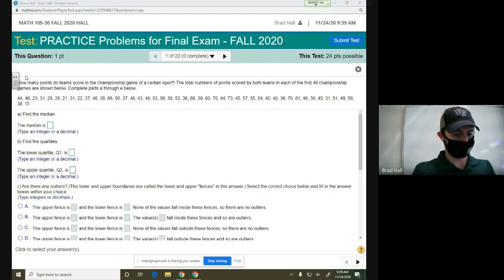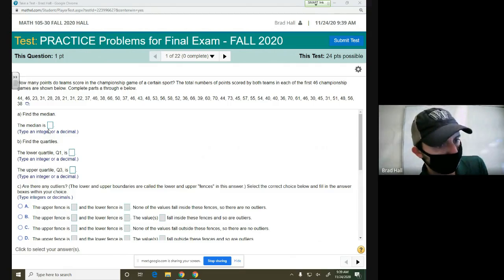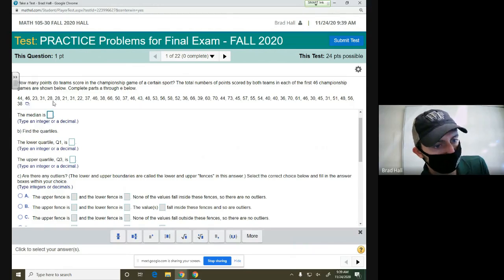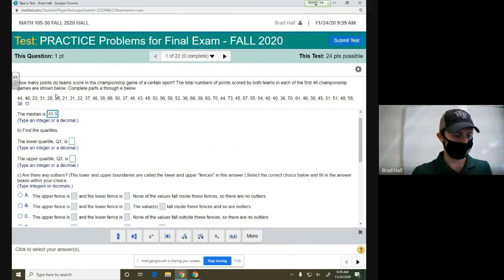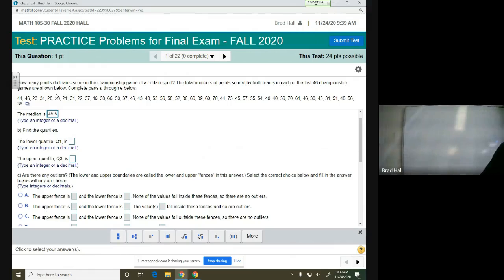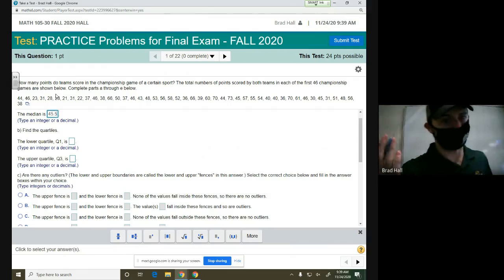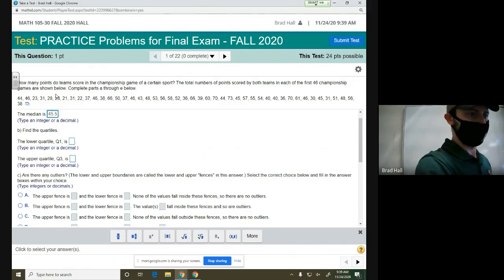Okay. Seems like I do have 46 entries plugged in. And whenever I apply the one variable statistics to it, I get 45.5 for the median. Now I may have typed that in wrong. If I did, just at some point let me know, because that is 46 entries. We're all subject to error. I do type them in kind of fast, so.